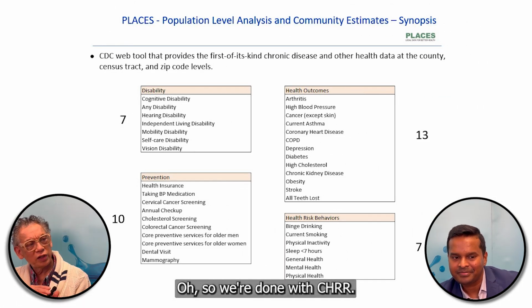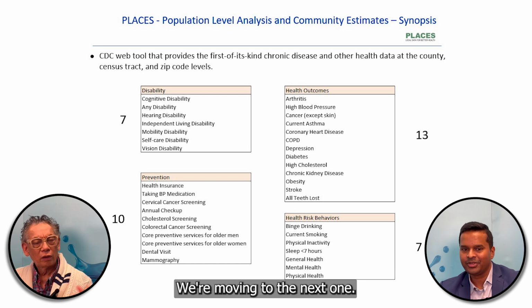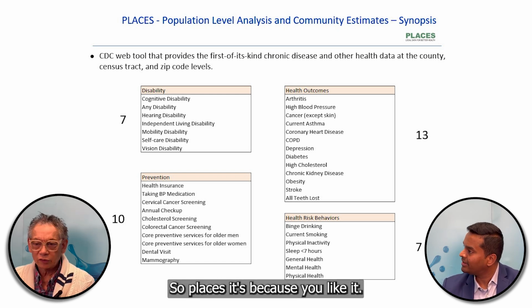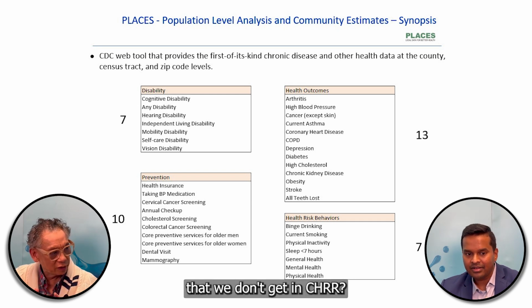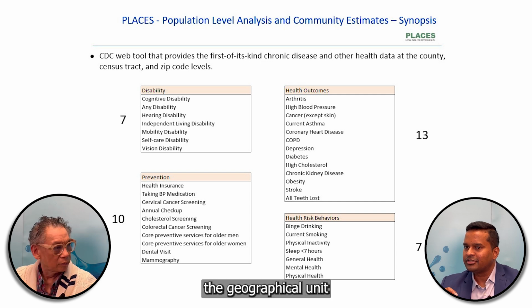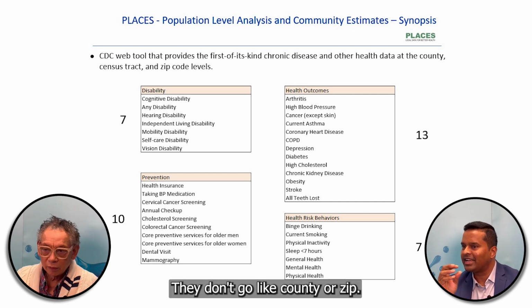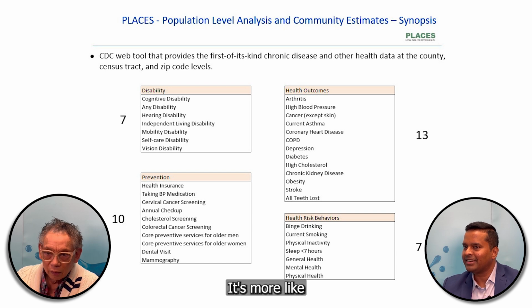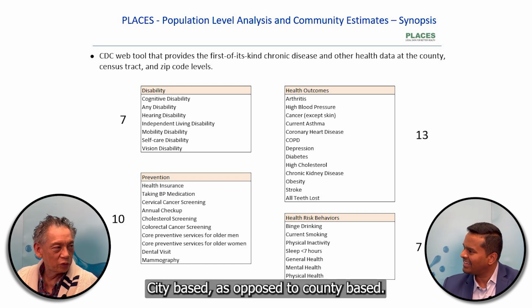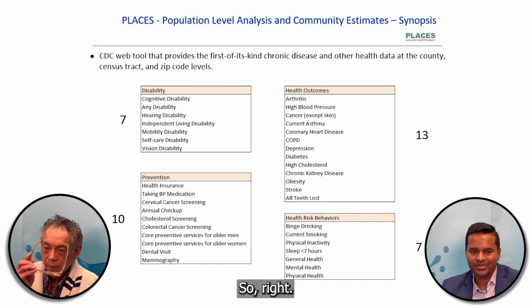Oh, so we're done with CHRR now. We're moving to the next one. And all of them, they're free. So PLACES, it's because you like it because it shows a different thing that we don't get in CHRR. So in PLACES, the geographical unit is more like Chicago, right? They don't go like county or zip. It's more like the Twin Cities in Minneapolis, more city based as opposed to county based.